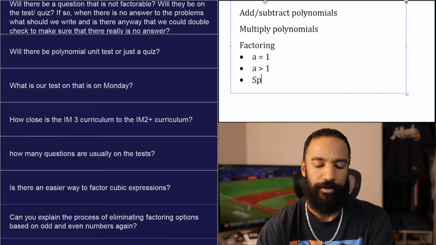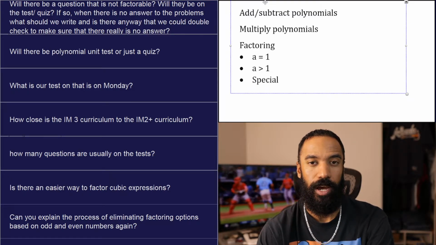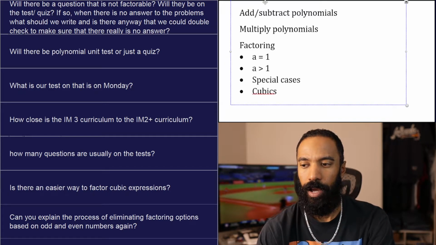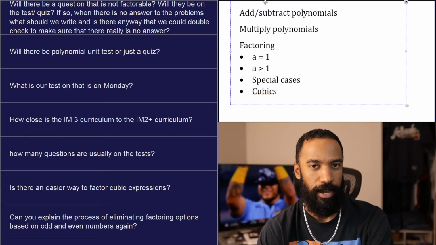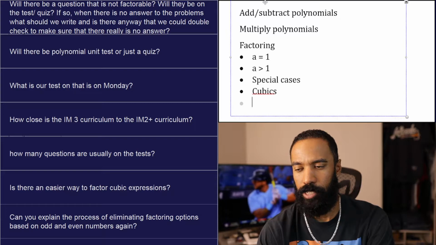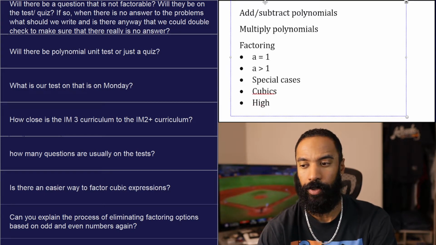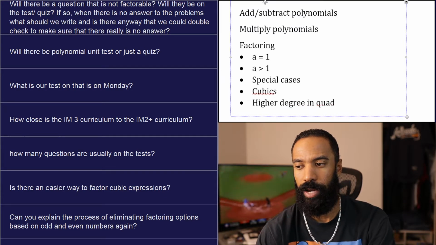When a is greater than 1, we have some special cases. Difference of 2 squares, perfect square trinomials. We have some cubics. We have sum and difference of 2 cubes. We've done some factoring by grouping. And by the time you see the video, you'll probably have run into these. We're going to do things that are in quadratic form, but higher degrees. Higher degree in quadratic form.